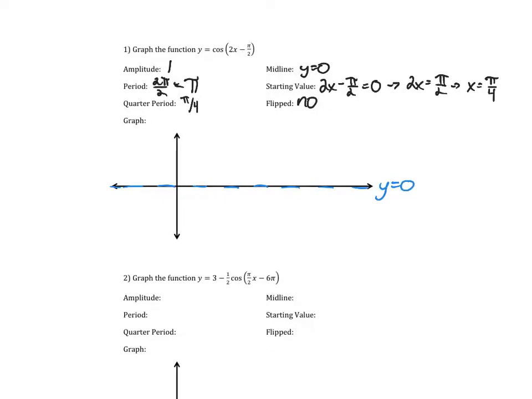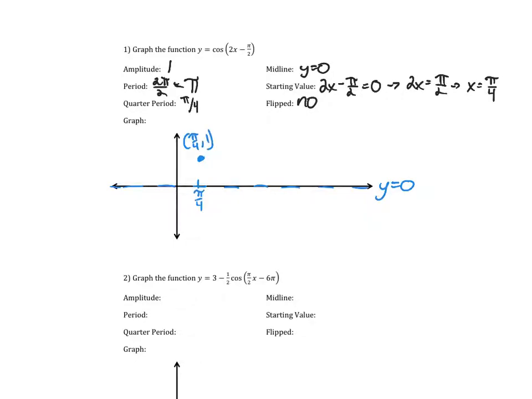And then my starting x value is pi over 4. Now, normally, my sine function would start on the midline. This is a cosine function, so how far above the midline am I going to start? I'm going to start at the amplitude. So the amplitude is 1, so I'm going to start 1 above the midline at pi over 4, comma 1. And this works out quite nice.